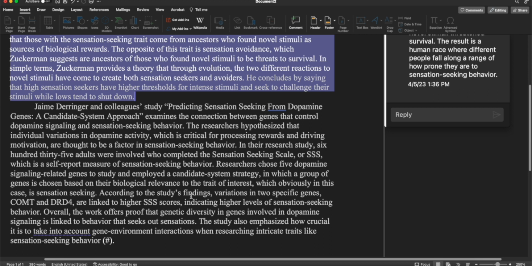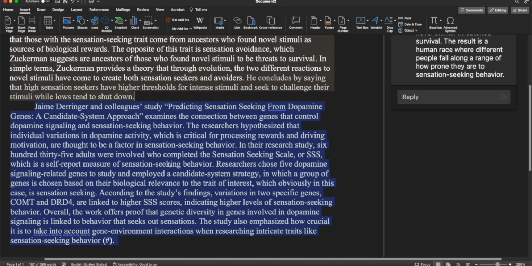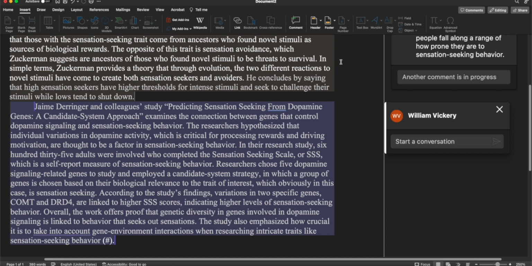Okay, so we're saying there's a range of how prone they are to sensation-seeking behavior. Good. One such range, we can say in this section, is the sensation-seeking scale.